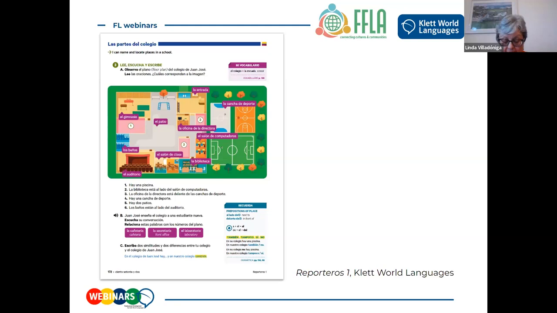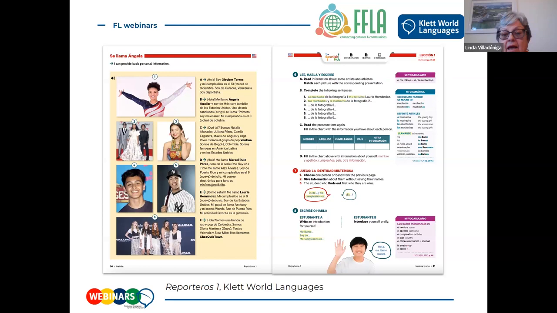This page, these two pages are wonderful. You can read the description of the person, and there's enough vocabulary there that they should be able to figure out who you're talking about. So if we look at A, it says, "Hola, soy Gleibar Torres, y mi cumpleaños es el 13 de diciembre. Soy de Caracas, Venezuela, soy deportista."